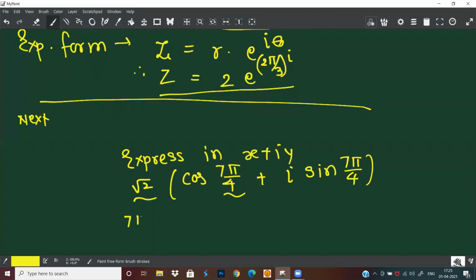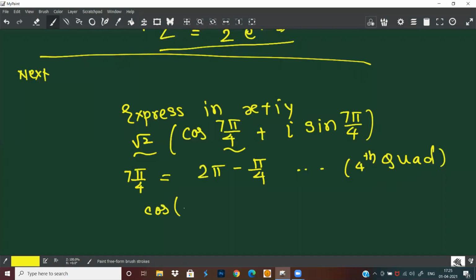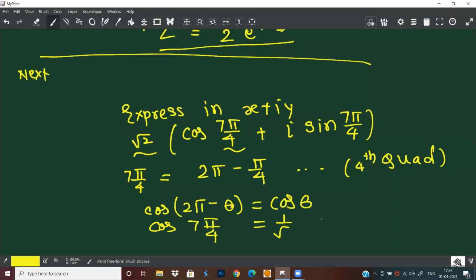Now what is 7 pi by 4? It is 2 pi minus pi by 4. So it is in the fourth quadrant. You know, in the fourth quadrant, cos of 2 pi minus theta is the same as cos of theta. So cos 7 pi by 4 will be cos of pi by 4, which is 1 by √2. Everybody clear?